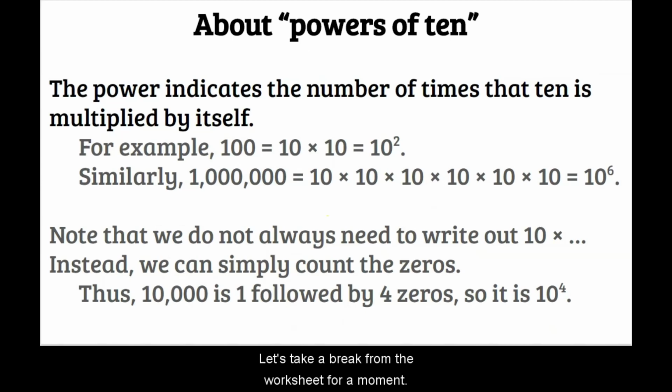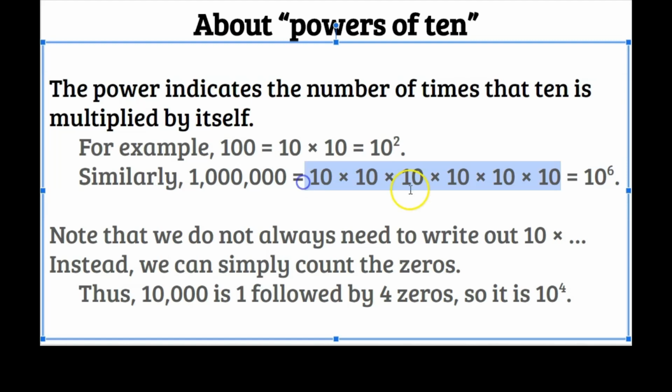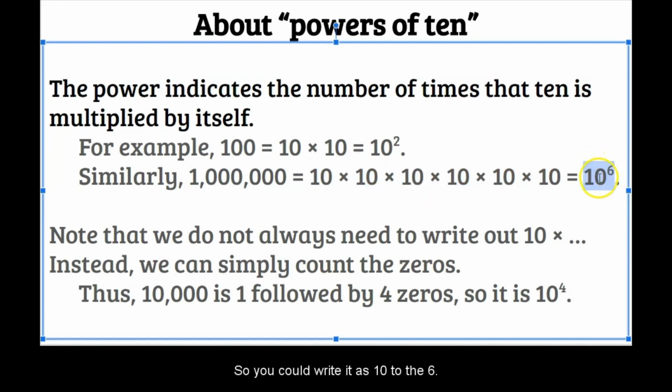Let's take a break from the worksheet for a moment, and let's just learn a little bit more about what these powers mean. So for example, a power of 10, that exponent indicates the number of times that 10 is multiplied by itself. So for example, if you have 100, most of you should know that 100 is 10 times 10. So if that's 10 multiplied by itself 2 times, then you can also write that as 10 to the 2. Similarly, if you look at 1,000,000, that is 10 times 10 times 10 times 10 times 10 times 10. That's 6 tens. And so you could write it as 10 to the 6.